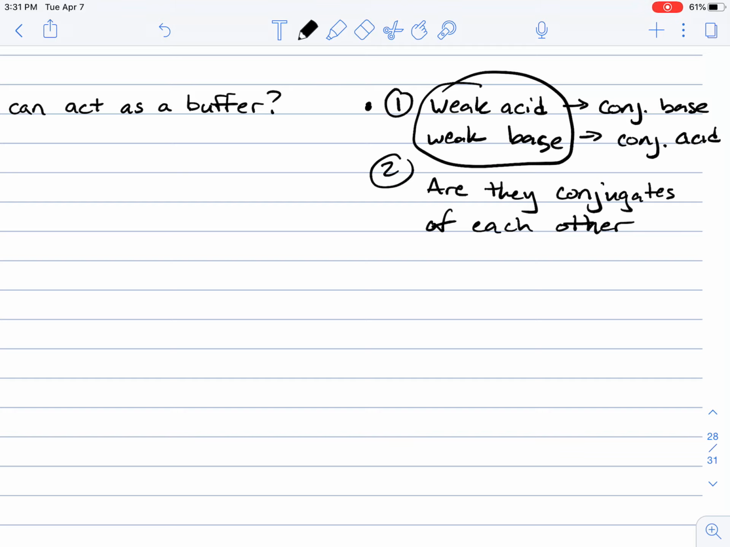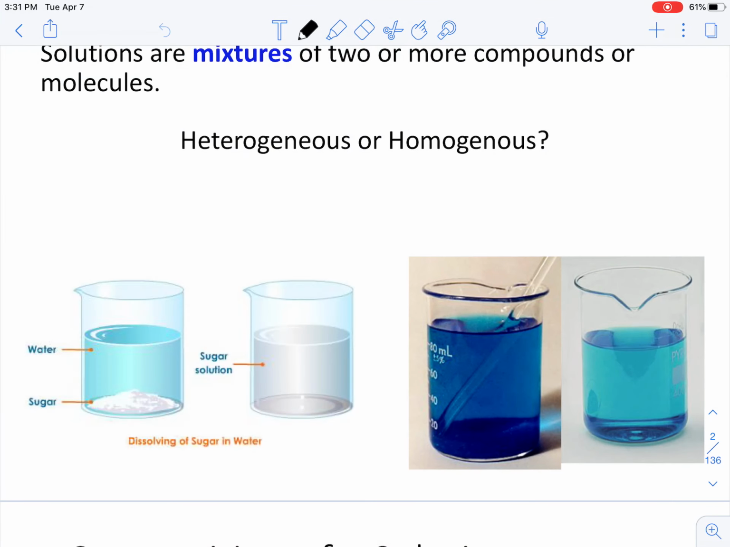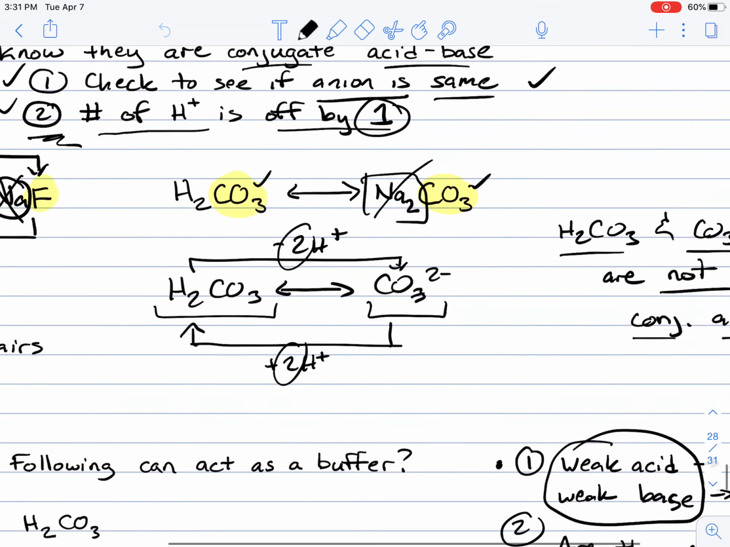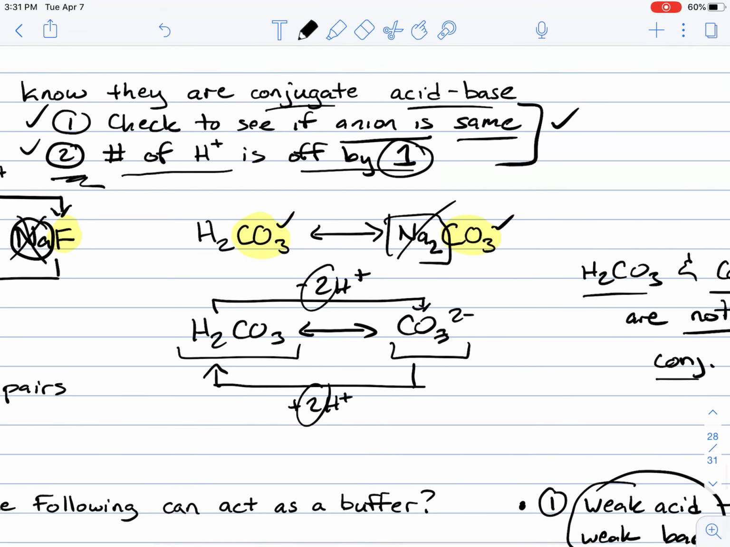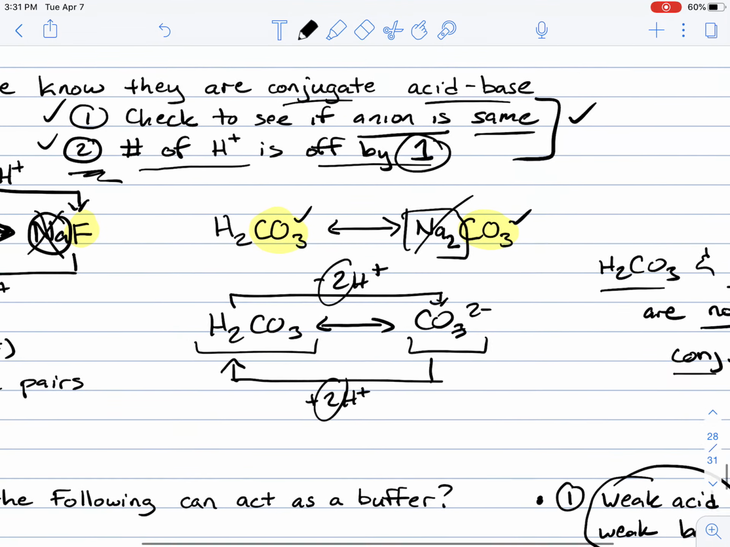Okay. And so we're going to go ahead and use these 2 prerequisites. We're going to check to see if the anion is the same, and we're also going to check that the number of hydrogens between the two compounds is only off by 1.